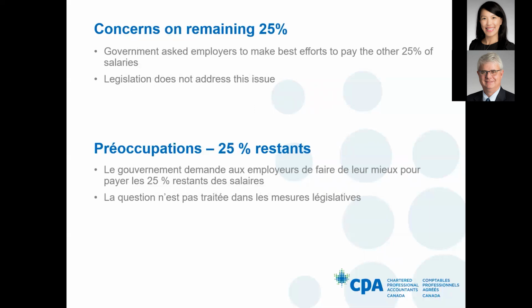Another issue that arose was around what we've called the remaining 25%. In some cases, when you work through the rules that Vivian talked about, there were situations where you may get a subsidy on the full amount, but not necessarily have to pay the full salary, depending on how it all works out. The government had encouraged employers to make best efforts to pay the other 25% of salaries. And that raised a number of questions in terms of what that actually means. I think it was meant to be encouraging employers to do it because there wasn't any reference to this in the legislation. Next slide.